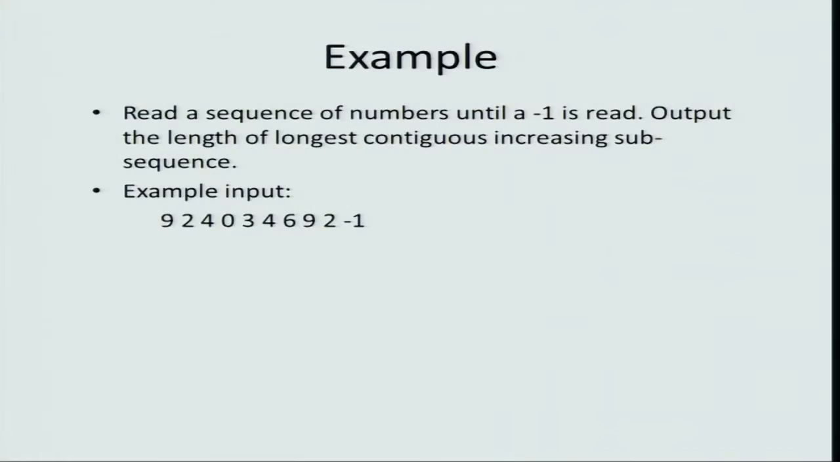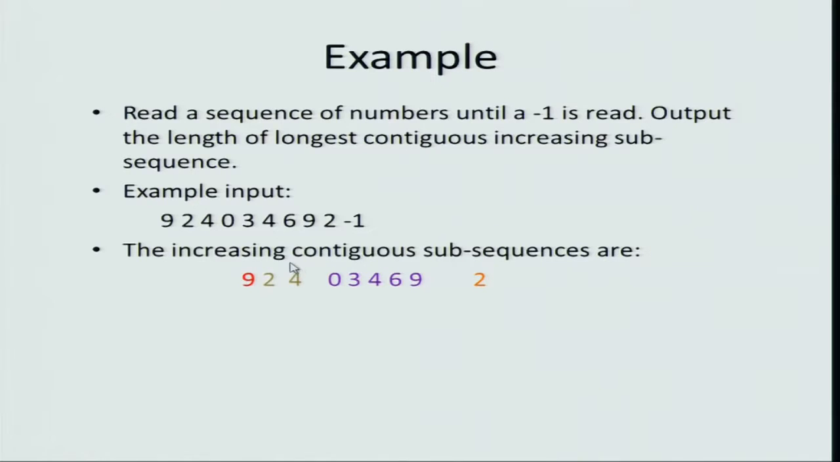So that's a lot of words. Let's illustrate it with an example. Let's say that the input is of the following numbers: 9, 2, 4, 0, 3, 4, 6, 9, 2, and then finally a -1. And we have to output the length of the longest contiguous increasing subsequence. So what do I mean by a contiguous increasing subsequence?